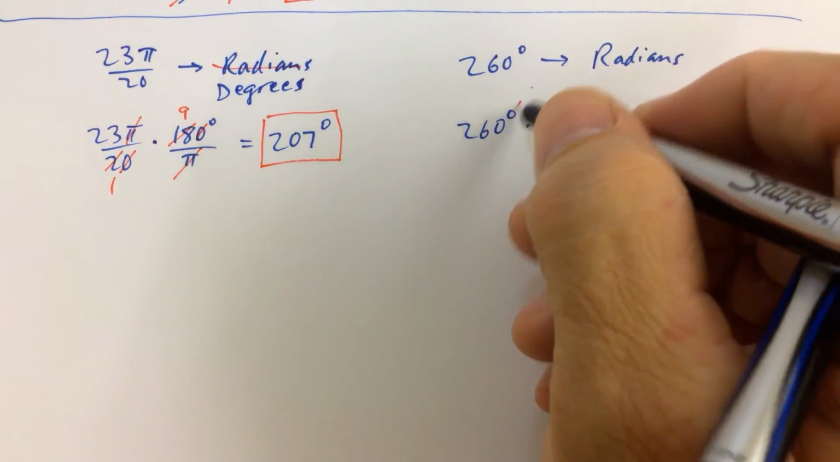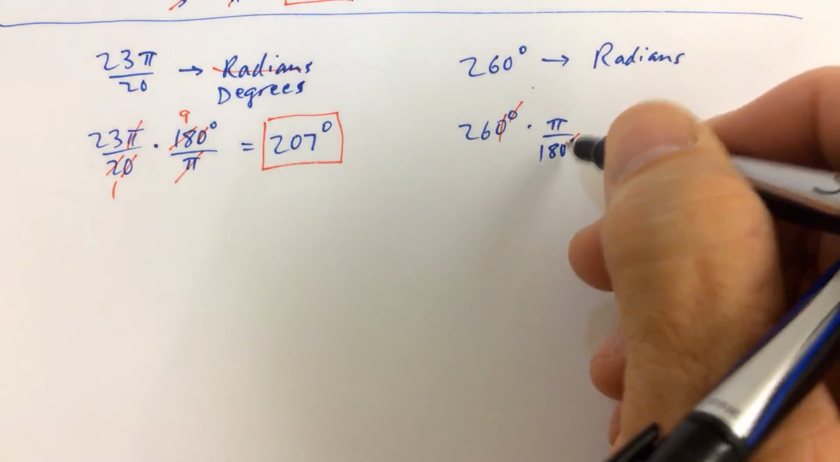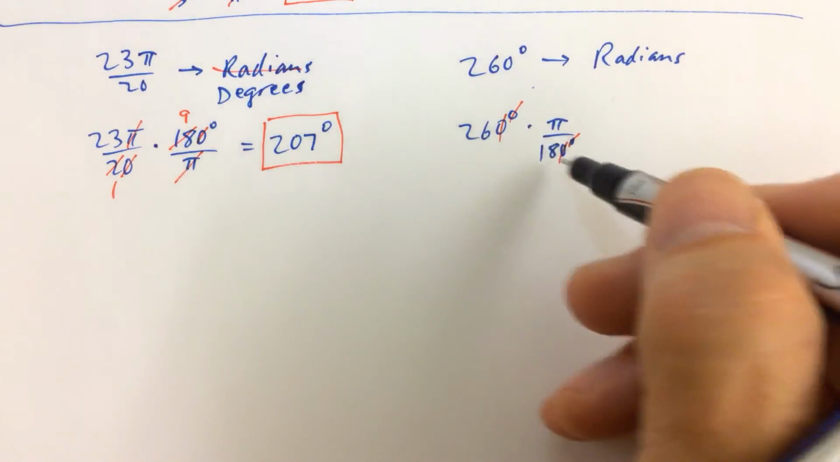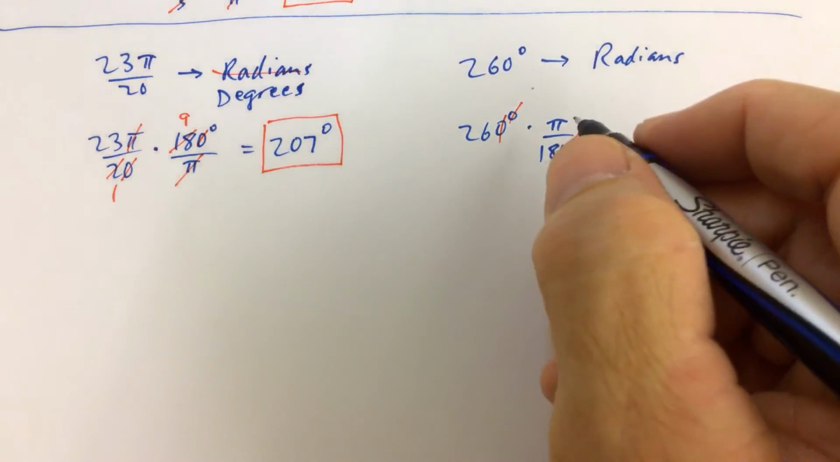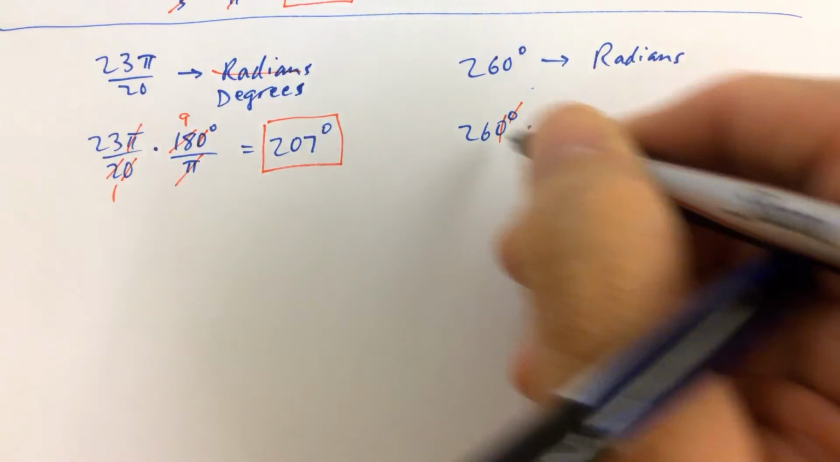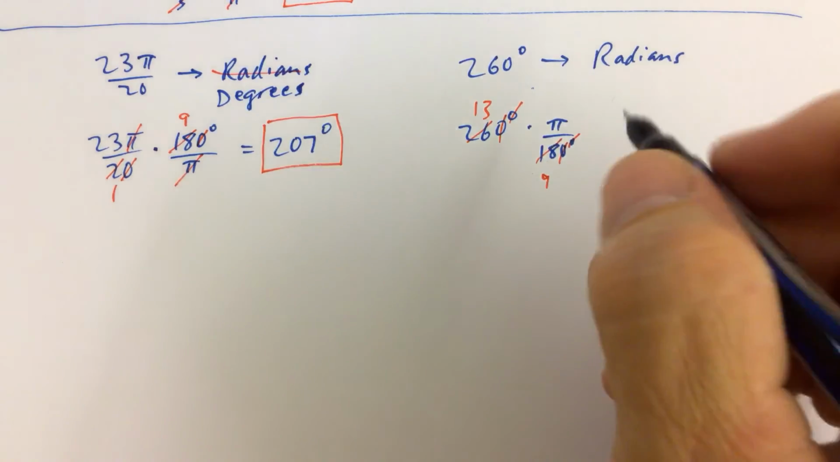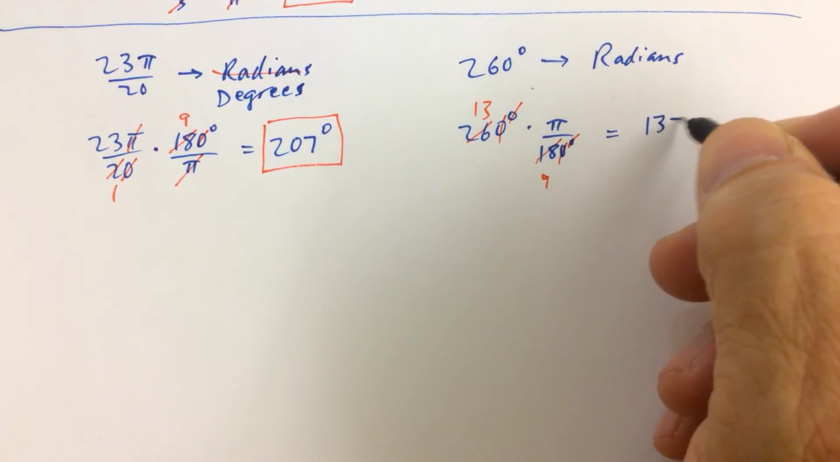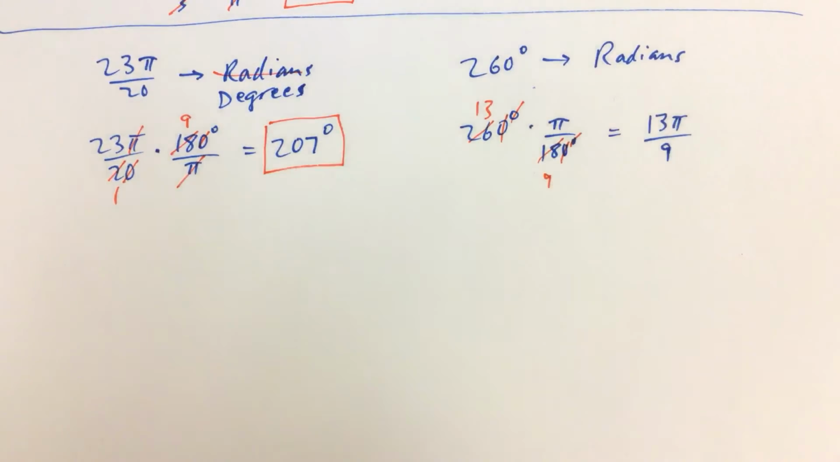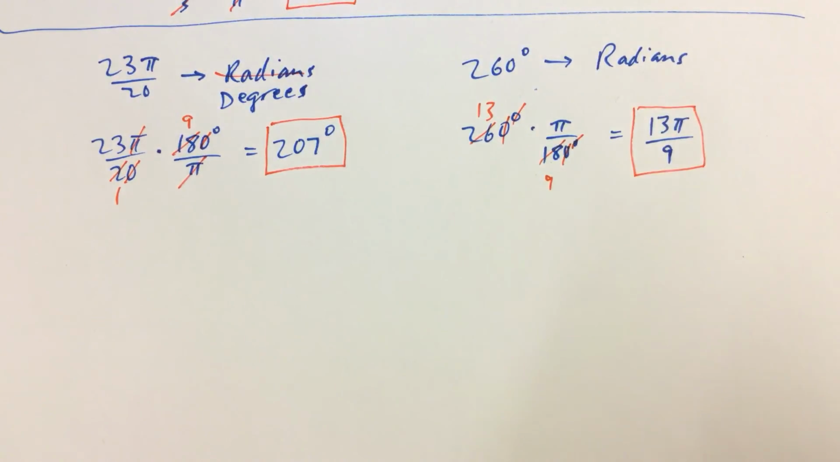Again, the degree symbol cancels. The zeros at the end, so we're going to divide top and bottom by 10. So now we have 26 over 18, and 2 goes into both 26 and 18. So 2 divides evenly into 18 9 times. 2 goes into 26 13 times. So we end up getting 260 degrees equals 13 pi over 9. And that's it. The rest of it is practice.